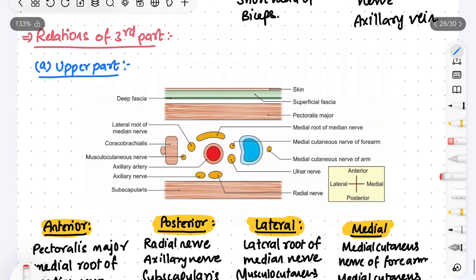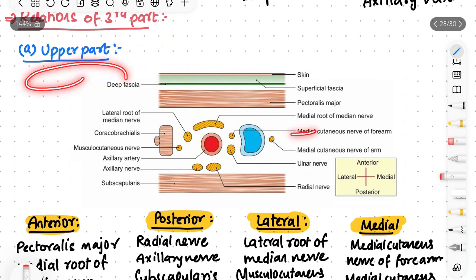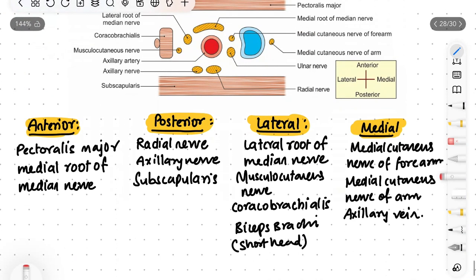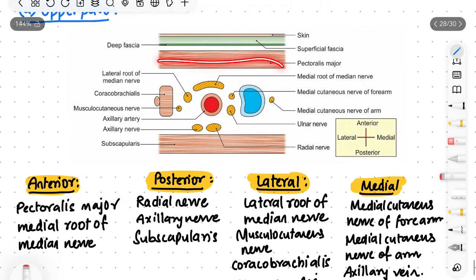When we were studying the brachial plexus, we saw that the median nerve has two roots, right? One is the medial root from the medial cord, and another one is the lateral root. So here in the upper part we have the medial root of the median nerve as a relation in the anterior part. Anteriorly we have pectoralis major as well as the medial root of the median nerve.